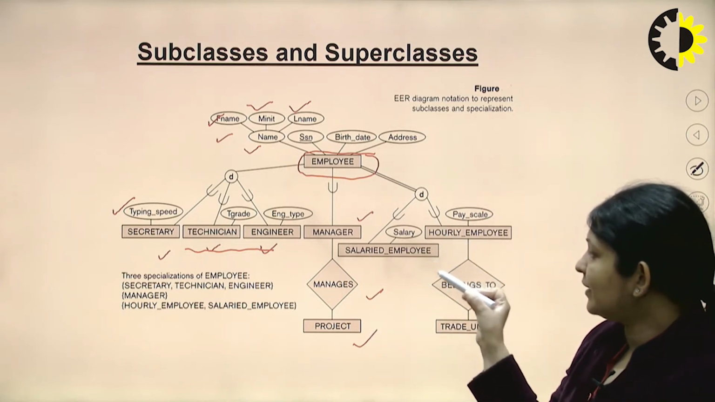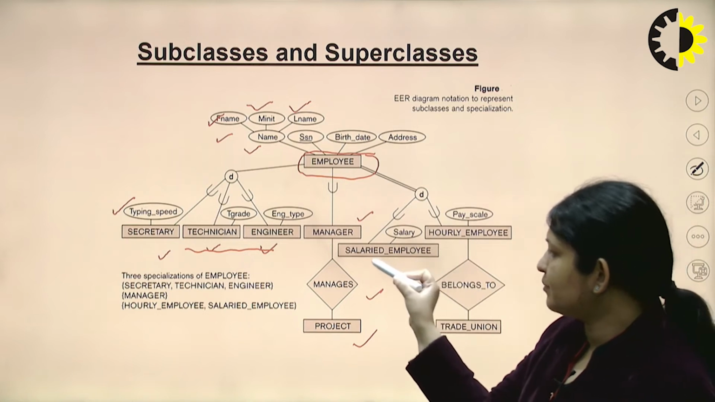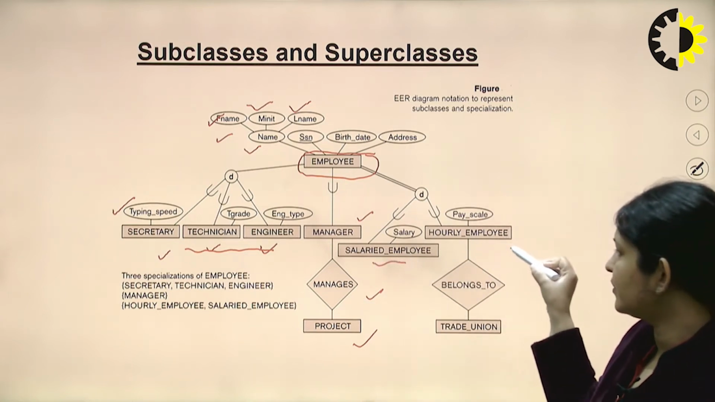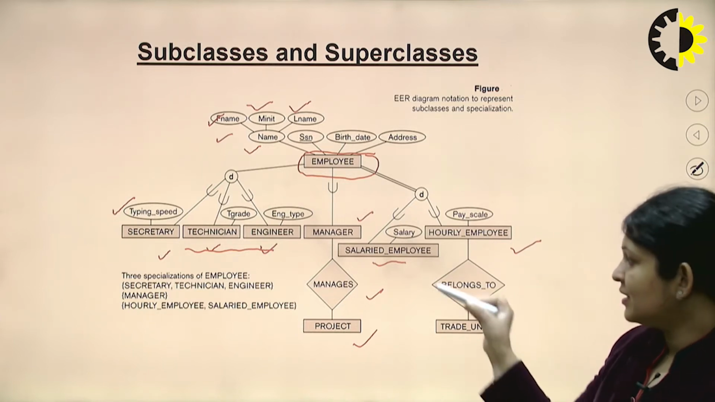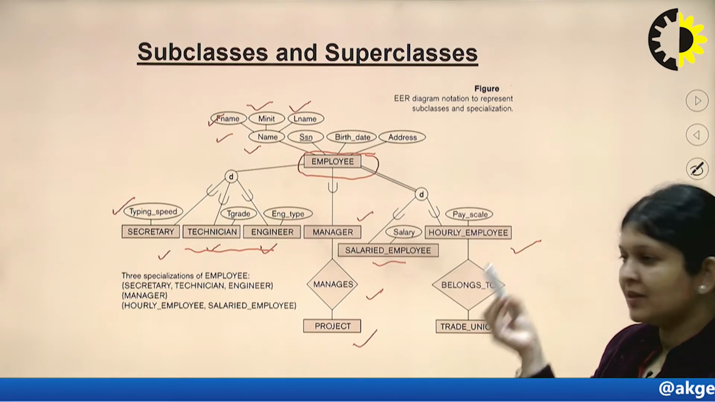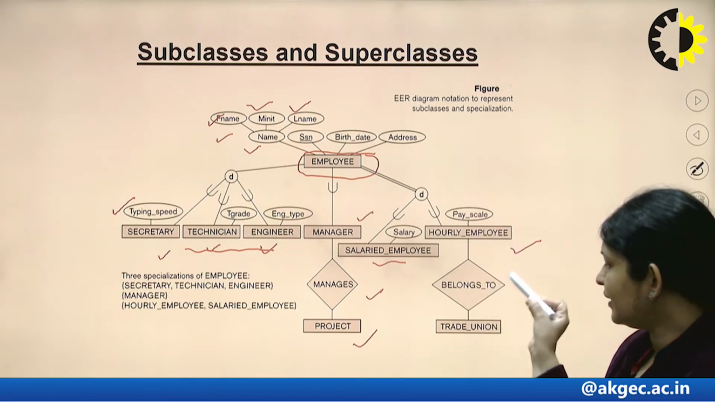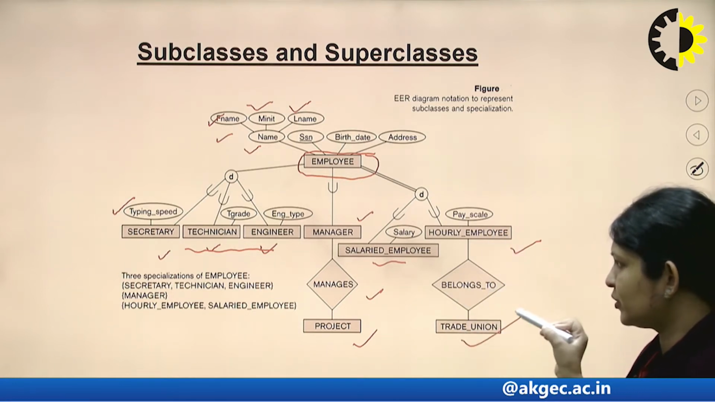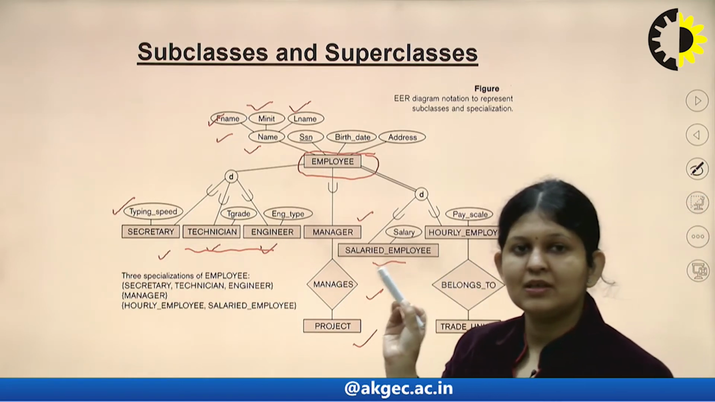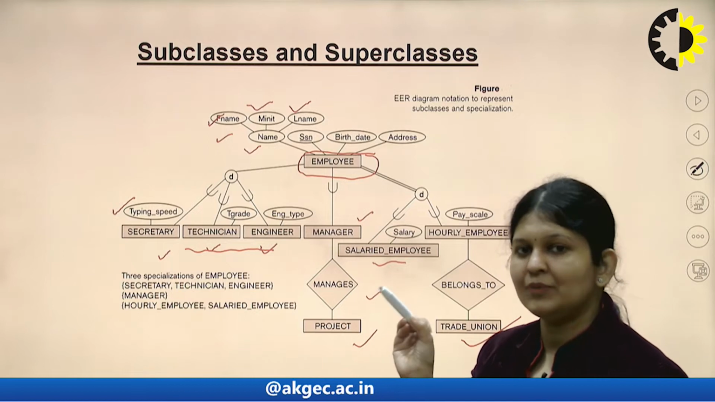Depending upon the salary structure, the employee can be a salaried employee or they can be paid on an hourly basis, so they can be an hourly employee. Salaried employees have the attribute salary, and hourly employees may have the pay scale and may belong to the trade union also. So this is a way how we can represent the superclass and the subclass in the EER diagrams.